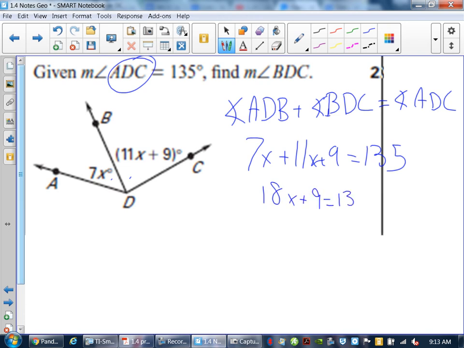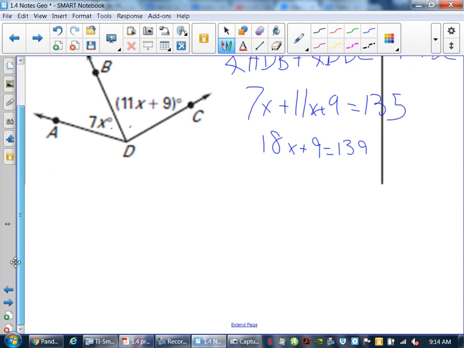Plus 9 equals. Yeah, because it's angle addition. This angle plus this angle is the whole thing. It's fine. You know 9. So we was gonna get the wrong answer. But here's the thing.